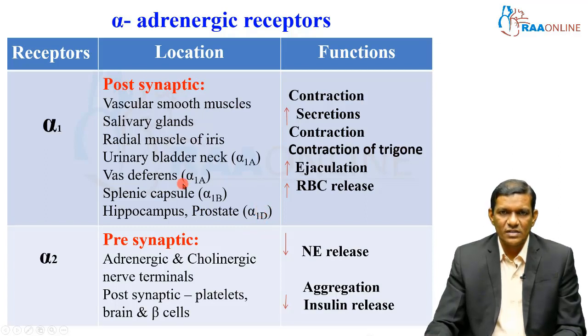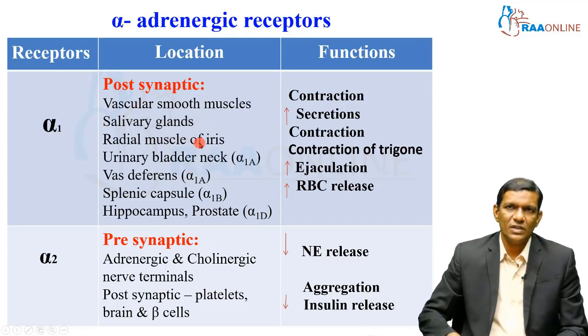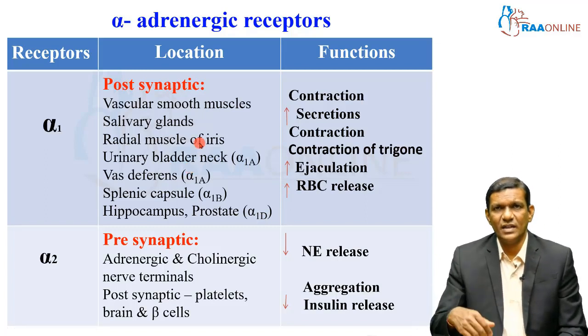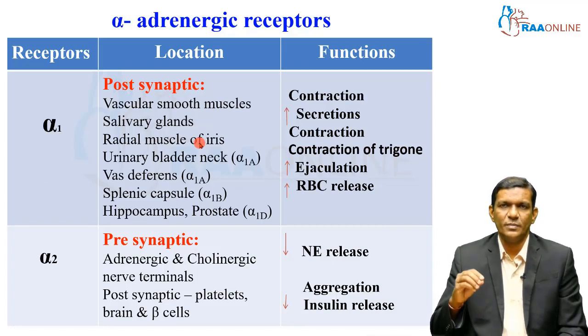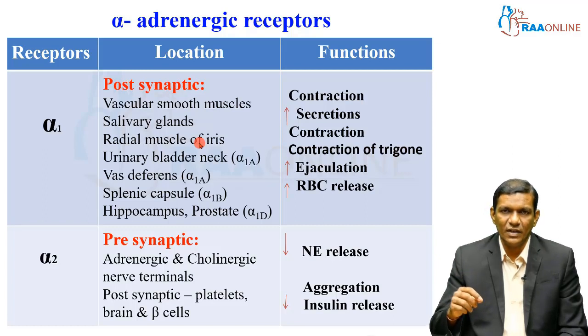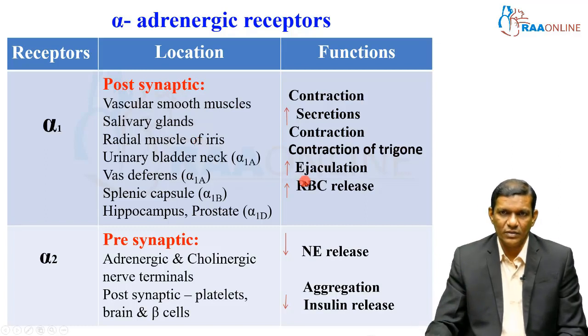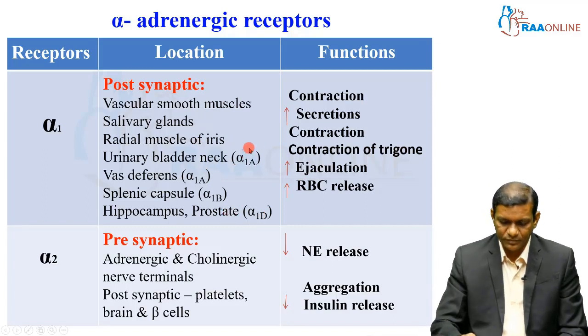All these subtypes are important, because when we discuss the individual drugs in the coming slides, you need to know which drugs can be specifically used in the treatment of benign prostatic hypertrophy, and which drug can be used as an antihypertensive drug. So alpha 1D is very important for the prostate, and alpha 1A for the bladder neck.